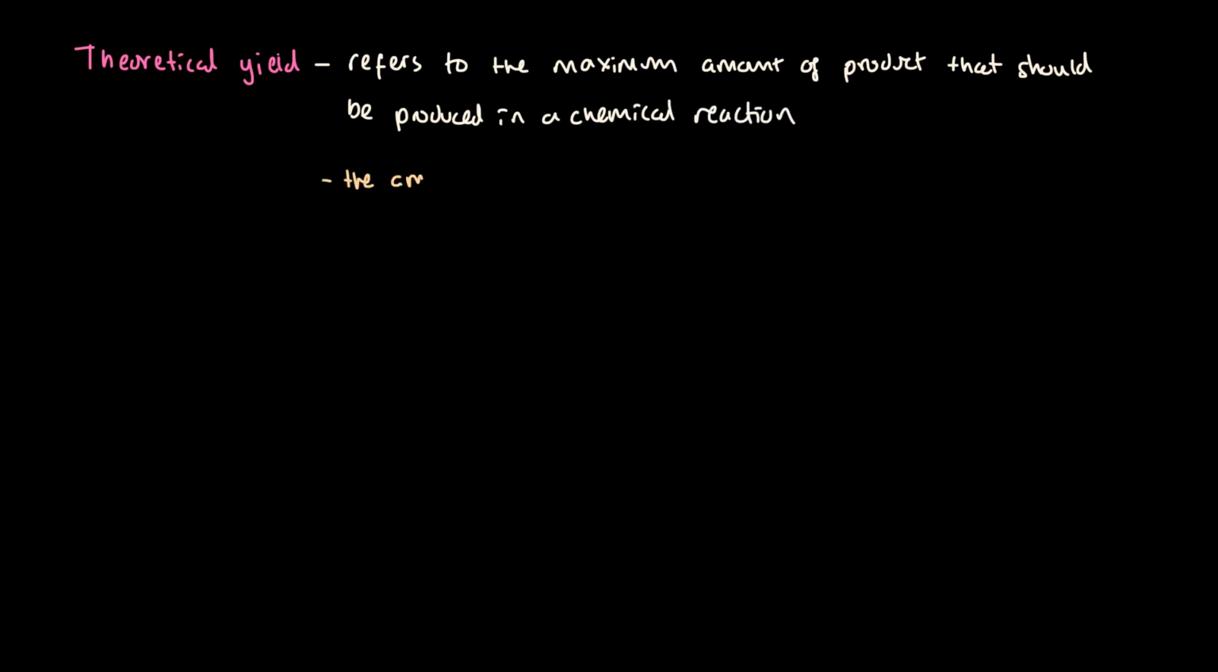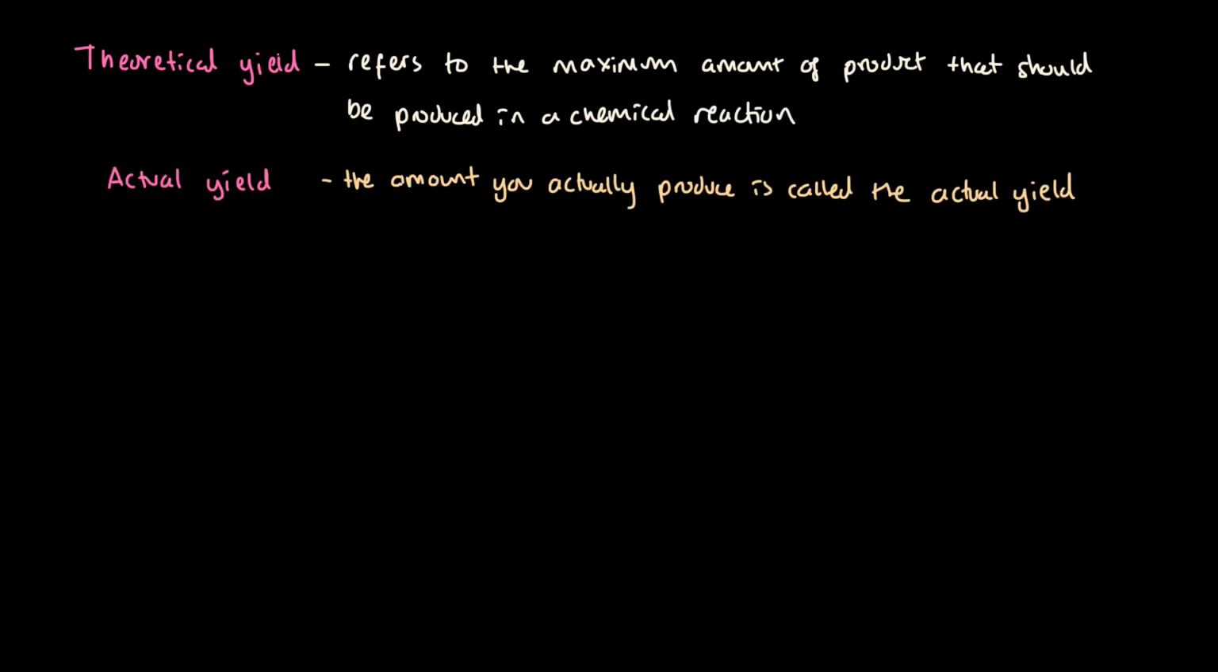Theoretical yield refers to the maximum amount of product that should be produced in a chemical reaction. The amount you actually end up producing is called the actual yield. So to calculate the percentage yield, we do actual yield divided by theoretical yield multiplied by 100.